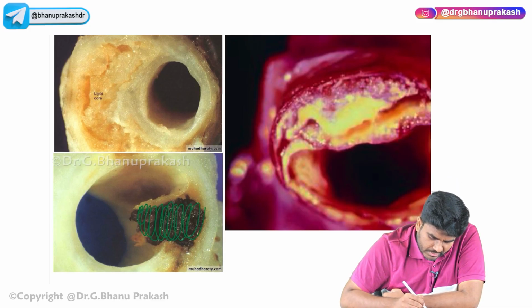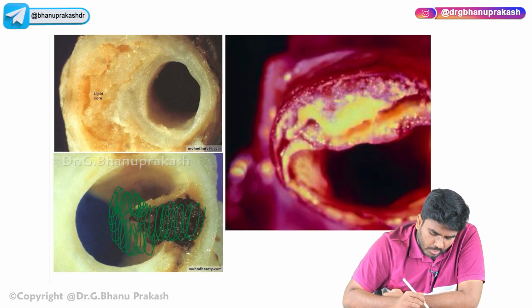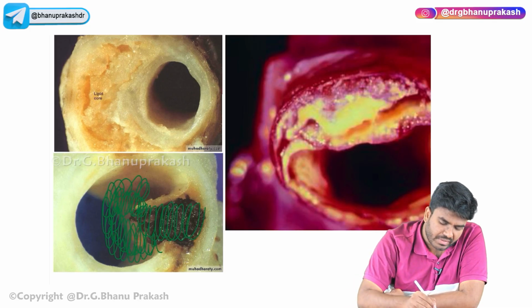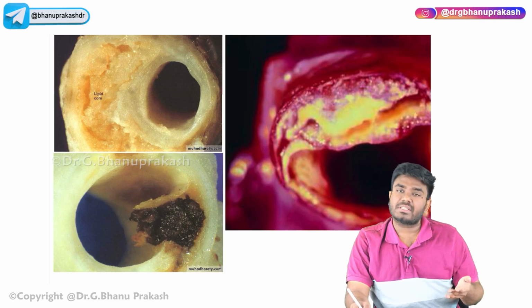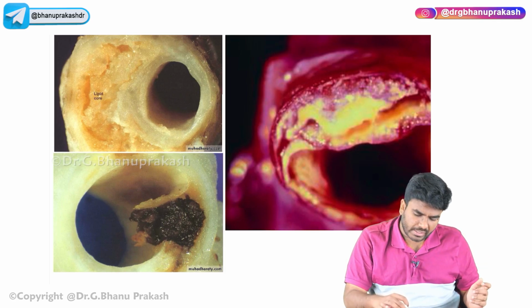Now, do you know what this thrombus will do? This thrombus will grow and it will completely occlude the blood vessel. There will be a point where the complete blood vessel is occluded because of the rupture of this atheromatous plaque. If this happens in the coronary artery, that will lead to myocardial infarction.